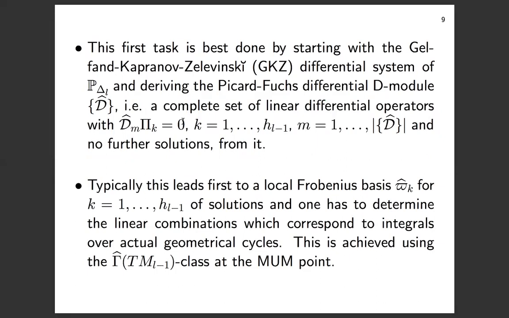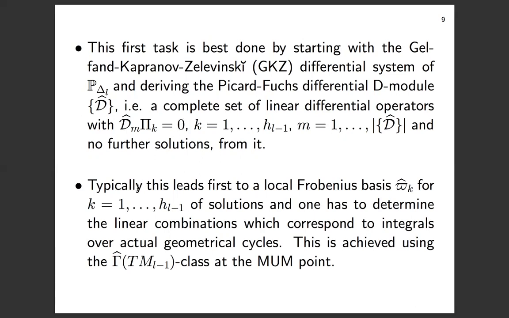And finding this Gauss-Manin connection is, in this context, best done by using the Gelfand-Kapranov-Zelevinsky differential system of the ambient space, and then deriving the Picard-Fuchs D-module. So basically you search from that a complete set of differential operators which annihilate these periods and have no other solutions, and this can be done in various ways. The Gelfand-Kapranov-Zelevinsky system is very powerful because it uses the symmetry so efficiently. But you could also use Griffiths' reduction method. This would be more painful, but of course it's known how to do this calculation that I propose here in algebraic geometry.